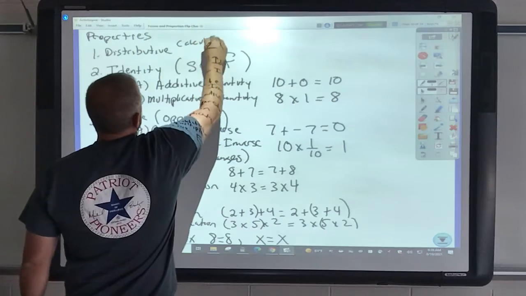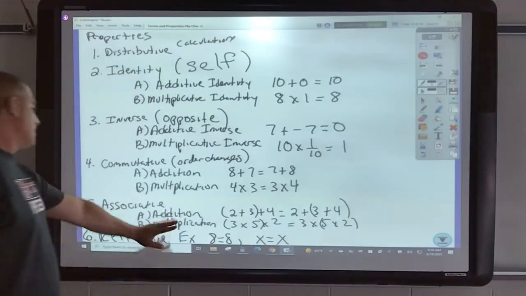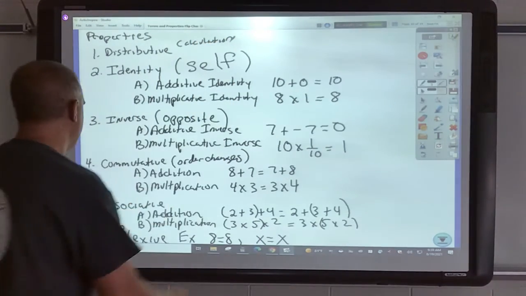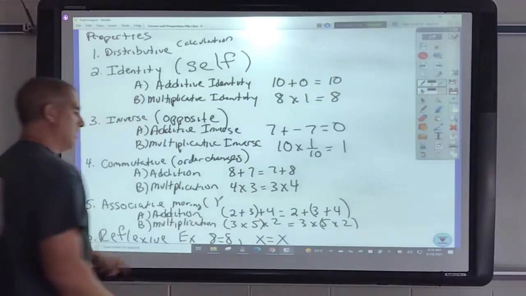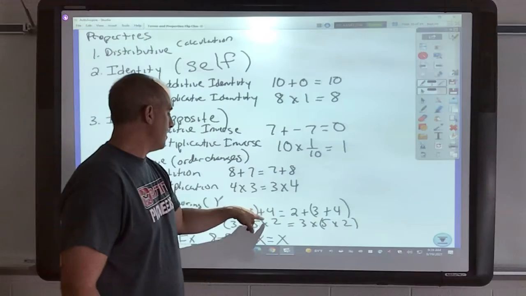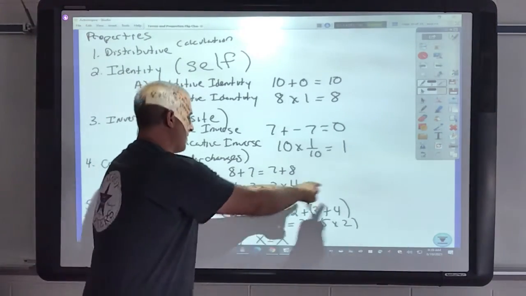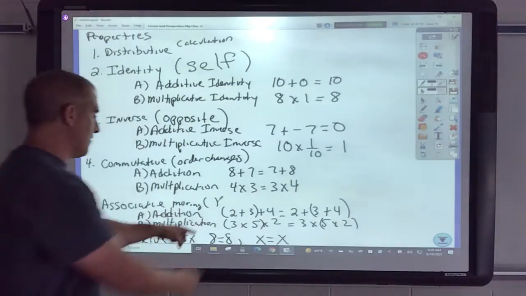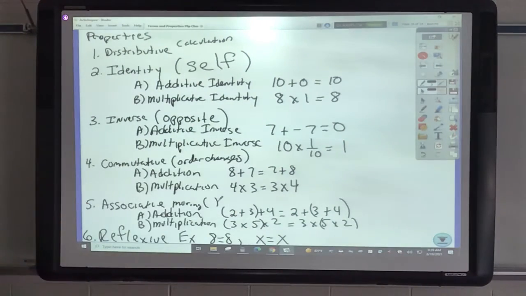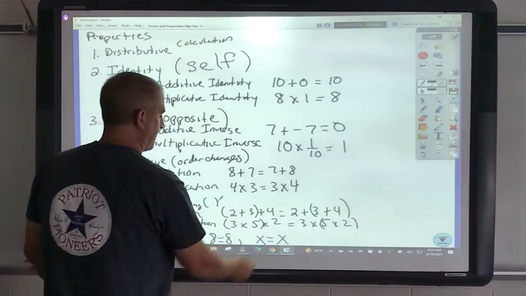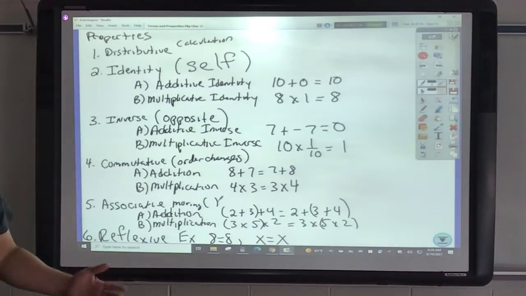That's the way you know. There's some kind of calculation. The associative property, all that's doing is moving the parentheses, okay? For addition, 2 plus 3 plus 4, if you just move the parentheses, it gives you the same answer. For multiplication, it's the same thing, just moving the parentheses. And the last easy one is just reflexive. That's just something equaling itself, okay?